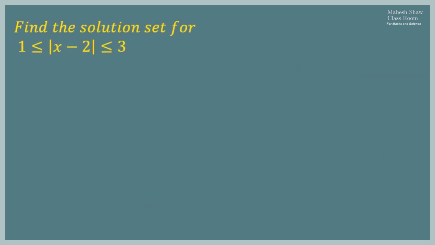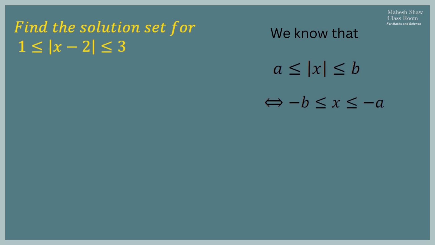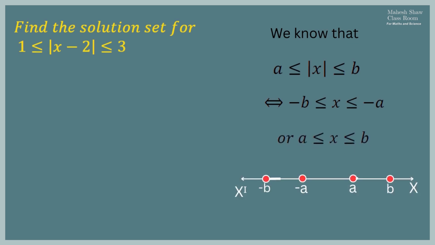In this question, we have to find the solution set for 1 ≤ |x - 2| ≤ 3. We know that for a ≤ |x| ≤ b, x belongs to -b to -a or a to b. So using this, we can say that x - 2 belongs to -3 to -1 or 1 to 3.